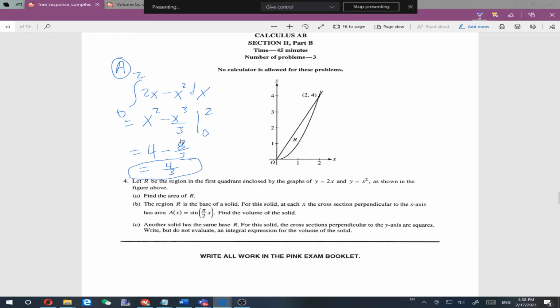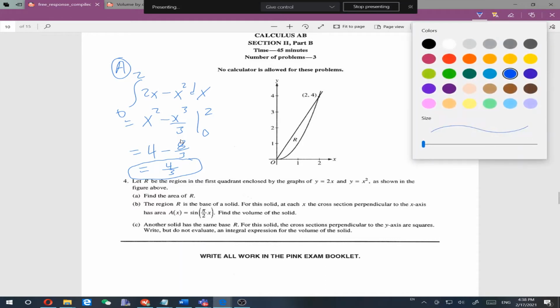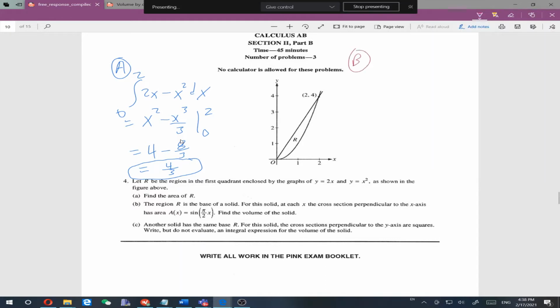Alright, for part B, region R is the base of a solid. For the solid, at each x value, the cross-section perpendicular to the x-axis has an area of the sine of pi x over 2. I want to find the volume of the solid.